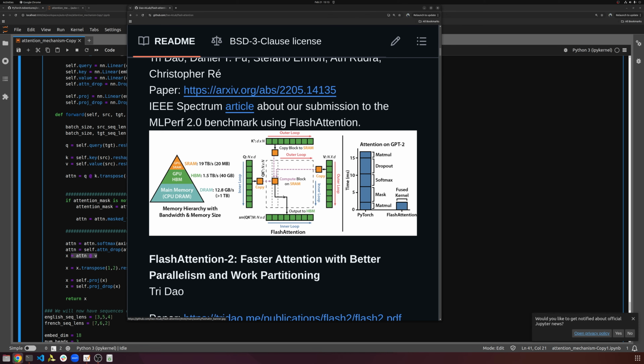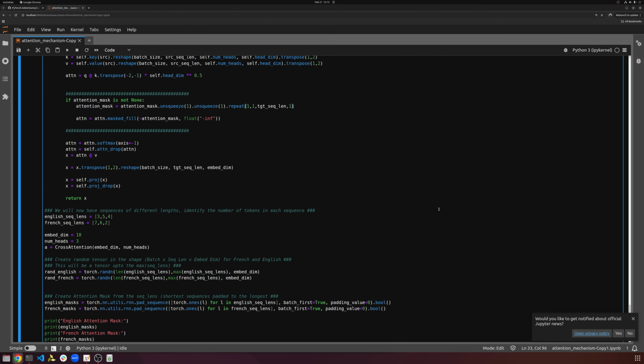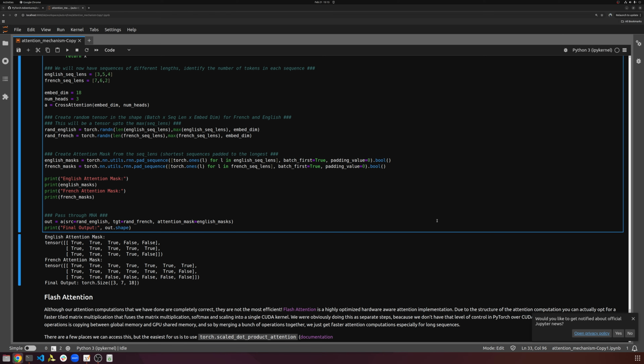TLDR, flash attention is great. It's super fast. It makes your life easier. And if you're going to train a big bad model on lots and lots of data, then why not take advantage of something that is as fast as possible?